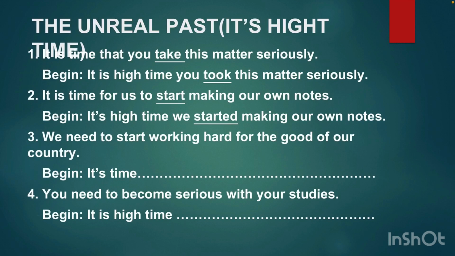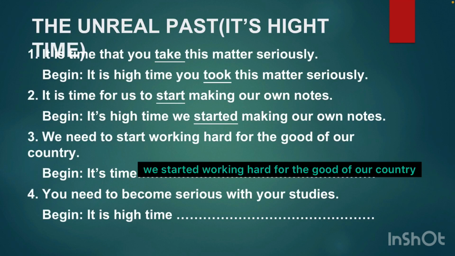Question number 3. We need to start working. We need to do what? Start working. So which verb is directly connected to we here? It is start, because working is coming after start. So start is the verb that is directly connected to the we, and it's the one that we are going to change to past. Simple as that. So we need to start working hard for the good of our country. Begin: it's time, or it's high time. So it's high time we started working hard for the good of our country.